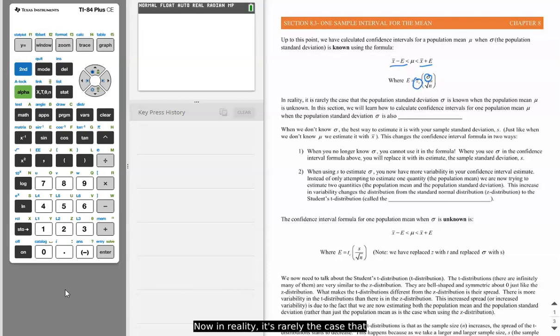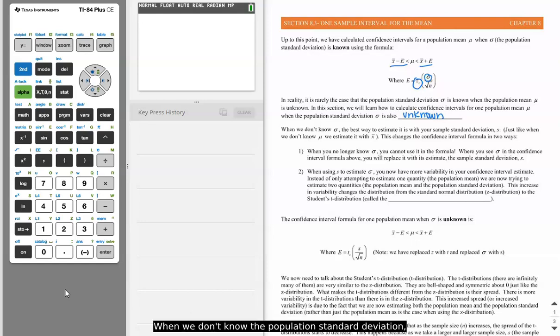Now, in reality, it is rarely the case that the population standard deviation is known when the population mean is unknown. In this section, we will learn how to calculate confidence intervals for one population mean when the population standard deviation is also unknown. So again, we will always know a standard deviation. It just may not be the population standard deviation. It may be a sample standard deviation.